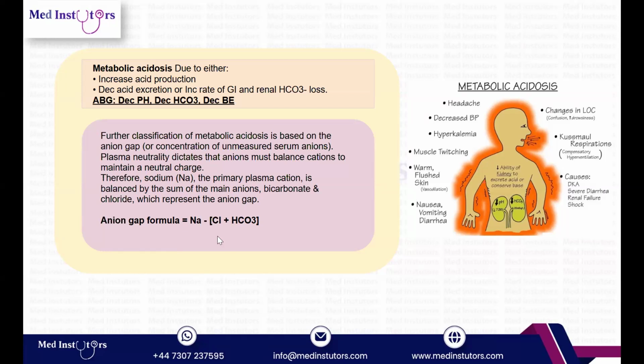Okay, in case of metabolic acidosis, what could be the symptoms of the patient? There could be rapid shallow breathing. The breathing pattern which is classical for metabolic acidosis is Kussmaul respiration, and it is also known as labored pattern breathing. There could be headache, decreased BP, hyperkalemia, muscle twitching, warm, flushed skin, nausea, vomiting, and diarrhea. And these are the symptoms which are usually exhibited by the patients of diabetic ketoacidosis.